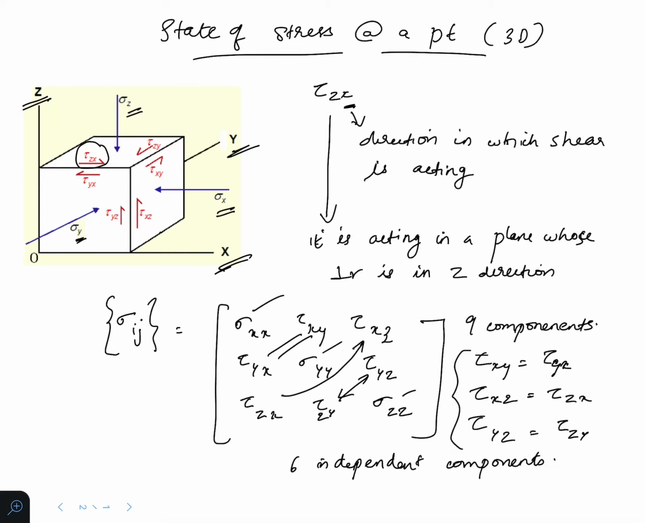Okay, so that is it. We have a 3D element. This is the stress at a point in 3D. So we will have a tau zx value. The representation we have learned: x represents the direction and z represents that it is acting in a plane whose perpendicular is in the z direction, and we have studied the representation of the stress tensor. In this there are 9 components, of which 3 are equal to the other 3, so we have 6 independent components of this.